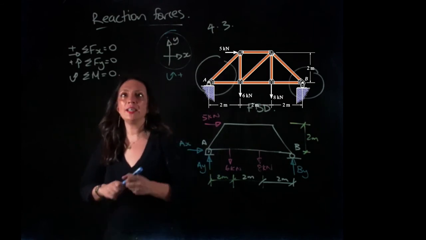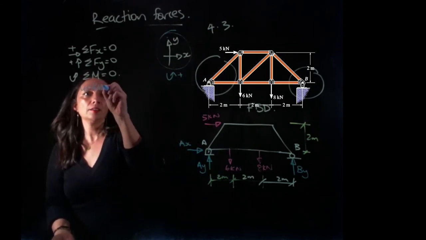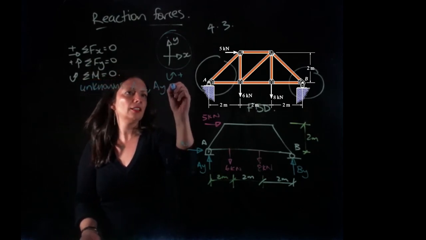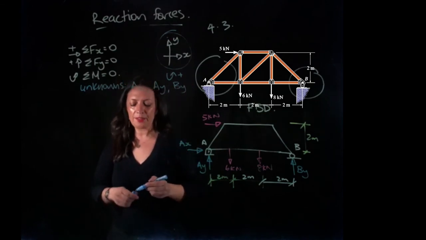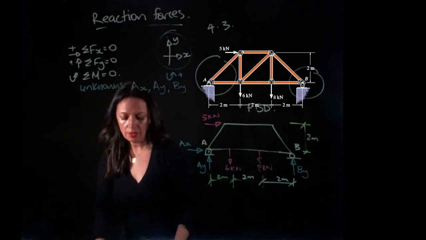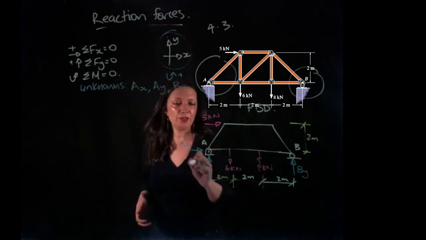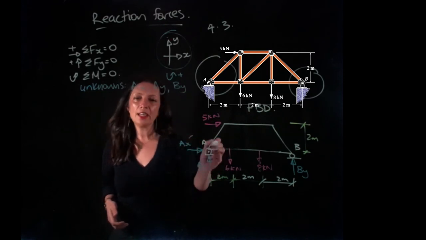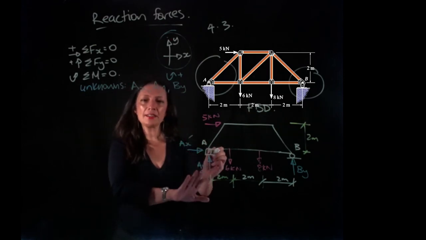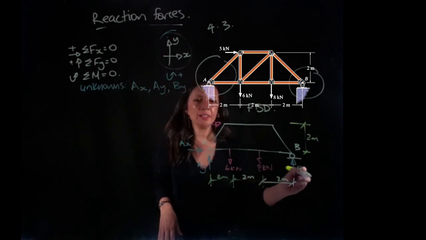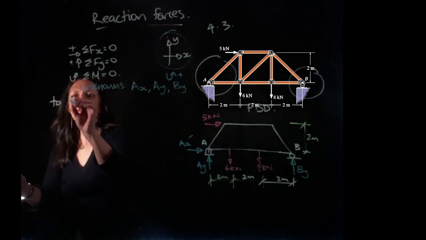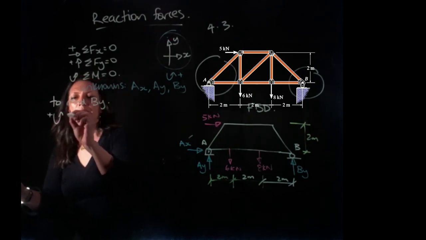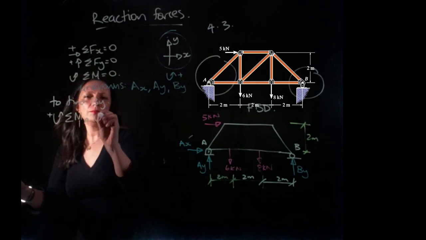So I have 3 equations, and I actually have 3 unknowns. So my unknowns are AX, AY, and BY, and that's what we're going to solve for. So I have 2 unknowns at A. So what I'm going to do is find the moments around A. If I find the moments around A, I'm going to eliminate AX and AY, which means I'll be able to find BY. So to find BY, I'm going to take the sum of the moments around A to equal 0.